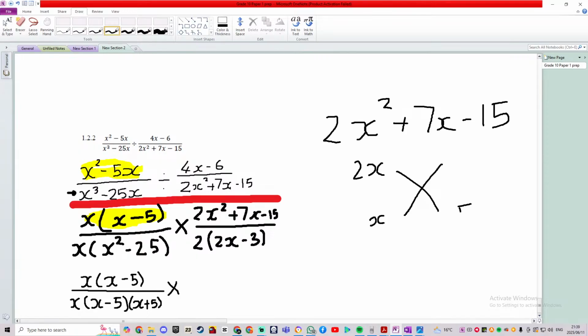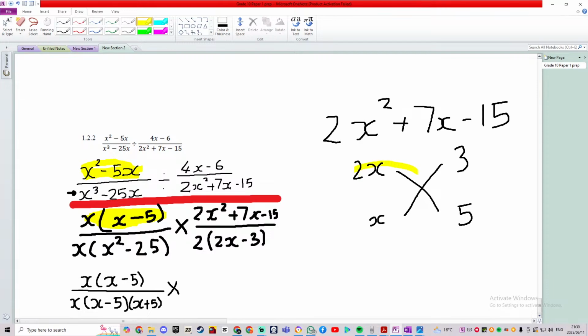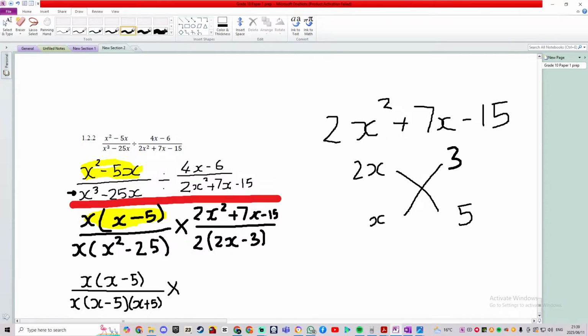I'm going to choose 5 here and 3 here, because when I go across like this, I get 10x. When I go across like this, I get 3x. 10x minus 3x is this middle term here. That is why I'm choosing the 3 and the 5 in that specific position.